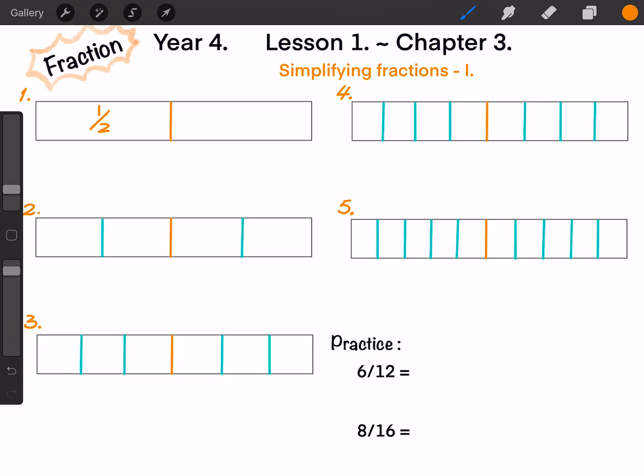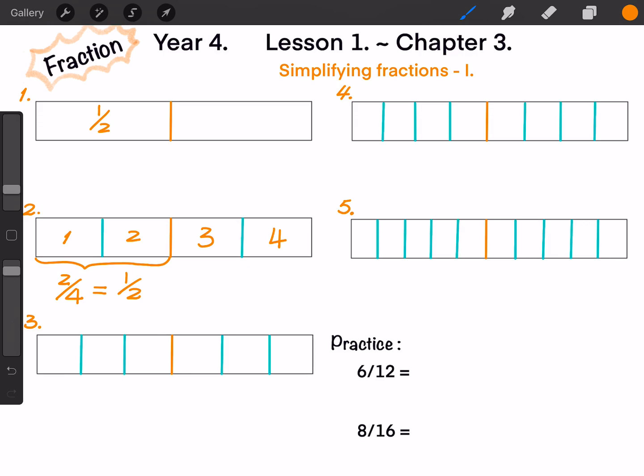One blue line divides the left part into 2 equal parts. Another blue line divides the right part into another 2 equal parts. Now, the whole rectangle has been divided into 4 equal parts. Meanwhile, as you can see, 2/4 actually equals to 1/2.